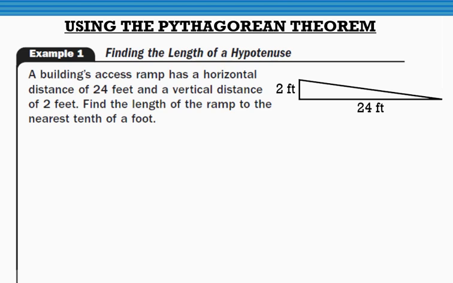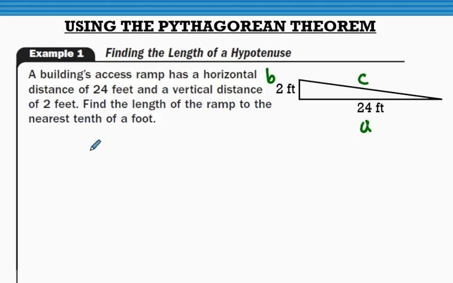Now we're going to use it. It's used to calculate sides of triangles as long as we have a right triangle. It's used for ramps and a lot in construction. So here's an example. A building access ramp has a horizontal distance of 24 and a vertical distance of 2. Find the length of the ramp to the nearest tenth of a foot. So we're really finding the hypotenuse. This could be thought of as A, this is B, and I'm after C.